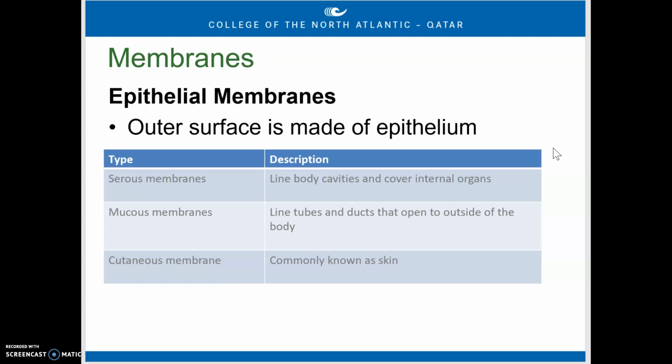So, a serous membrane, it will line the body cavities and it'll cover the internal organs that are in that space. The mucous membranes, they line the tubes and ducts that open up to the outside of the body. So your digestive system, your respiratory system, your reproductive system, those tubes are going to be lined with mucous membranes. And then finally, the last one is the cutaneous membrane, which we commonly refer to as the skin or the integumentary system, which is the next topic in this unit.